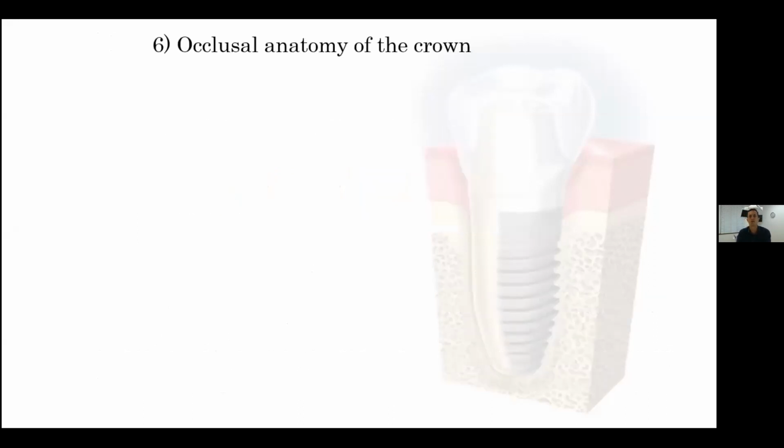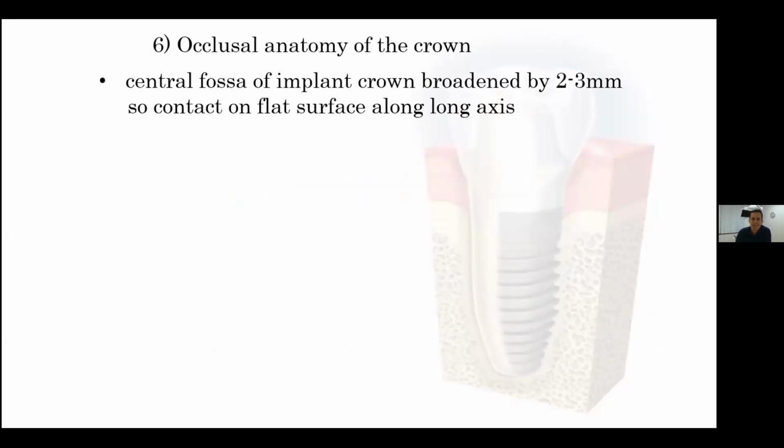The sixth thing that we are looking at is occlusal anatomy of the crown. What we basically need to do here is dumb down our occlusal anatomy. We don't want a highly sophisticated anatomy that's going to result in interfering contact points. We do not want lateral forces being developed as a result of interfering contacts on our cusp inclinations. So you do this by widening the fossa by 2 to 3 millimeters and make sure that the opposing cusp fits into that fossa.